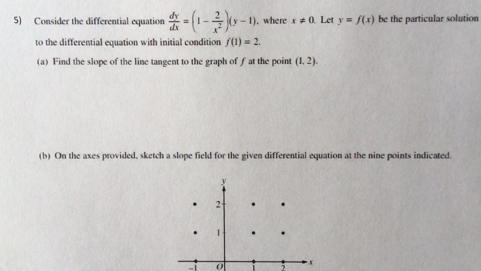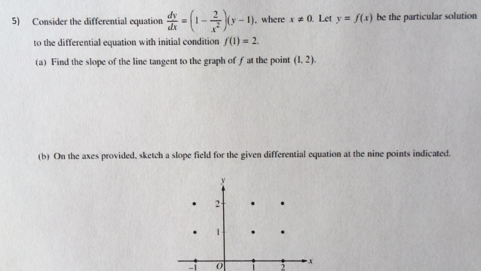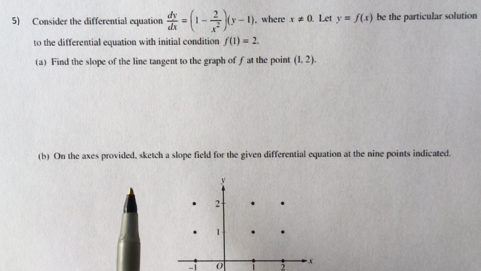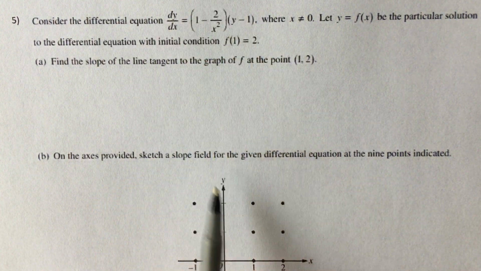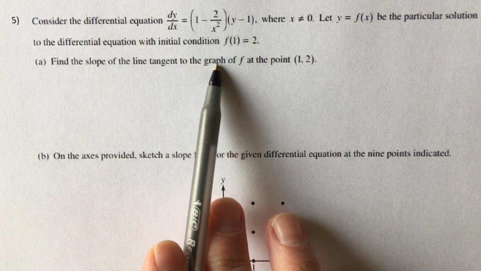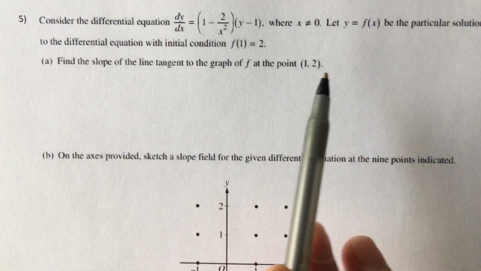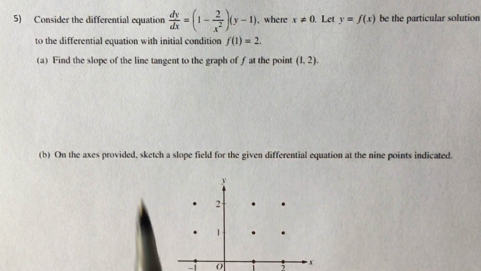All right, this number 5 here was the problem on the 2014 free response. It was problem number 6. And you're being asked to work with this differential equation and do 3 different parts to it. So the first thing was to find the slope of the line tangent to the graph at the point 1, 2. So all we need to do is plug 1 in for x and 2 in for y.